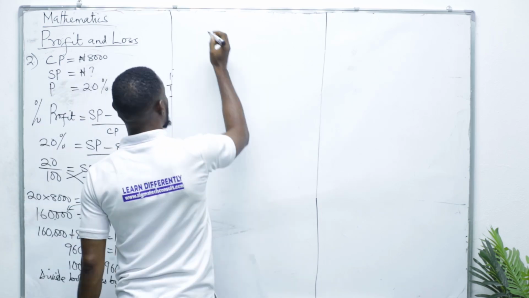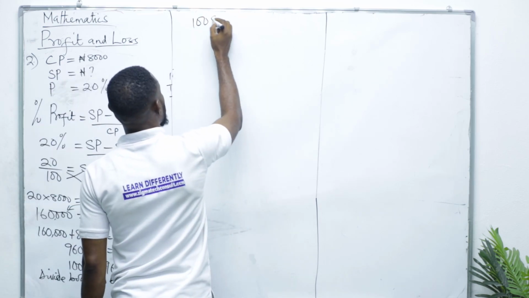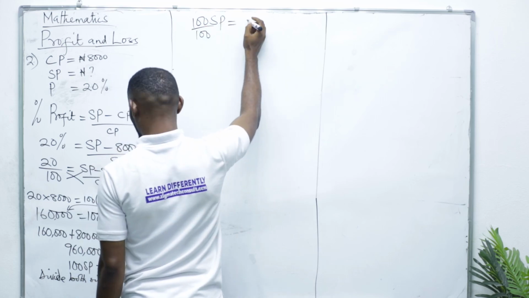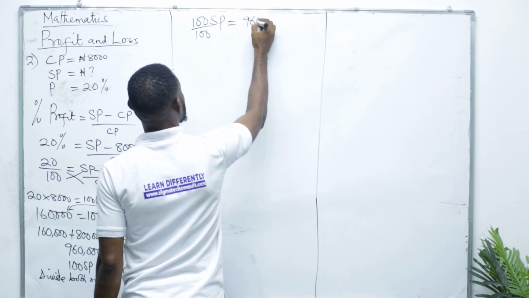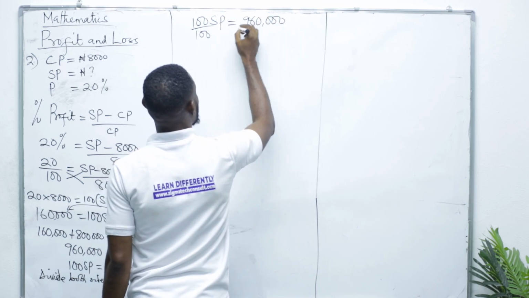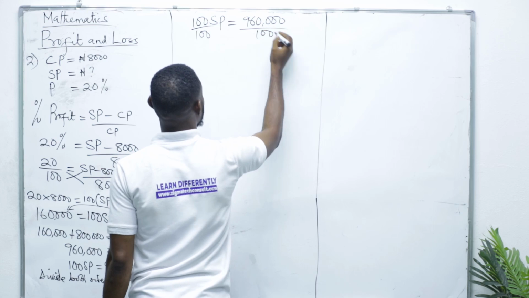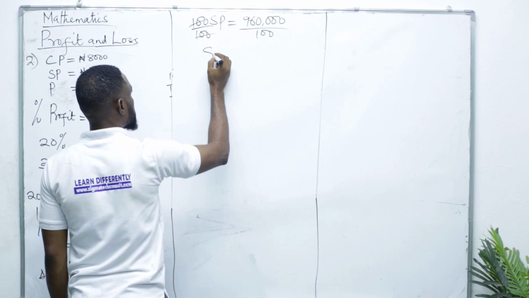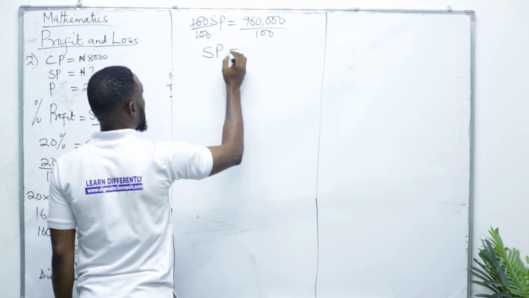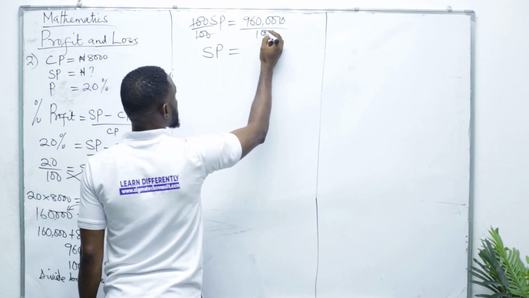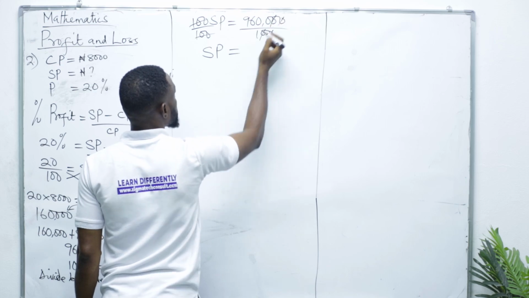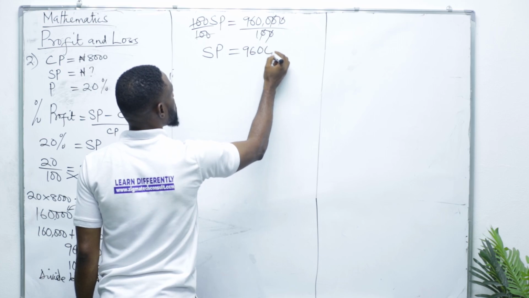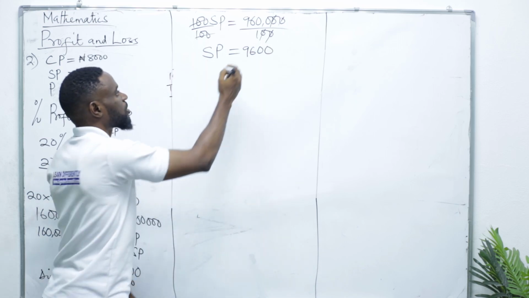Okay, that means we'll have 100 SP over 100 is equal to 960,000 over 100. Is that okay? 100 into 100 is 1 times SP is SP. So our selling price will be this, remove this, remove this, and we'll have 9600. Okay?